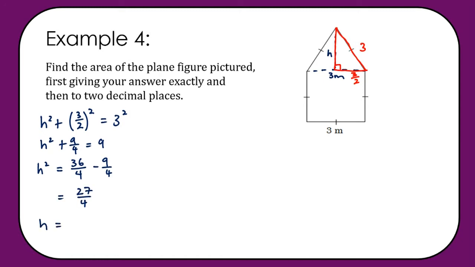So h is the square root, and we only need to worry about the positive square root since h is a length, so it's going to be positive. Square root of 27 over 4. Now square root of 27, 9 goes into 27. 27 is 9 times 3. So simplifying that, we're going to have 3 root 3 over square root of 4, which is 2. So the height of that triangle is 3 root 3 over 2 metres.